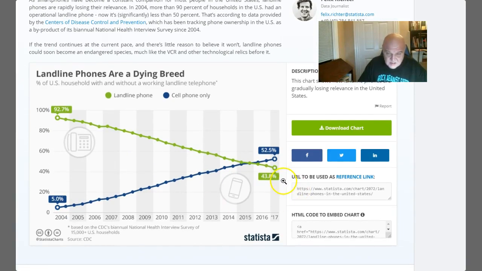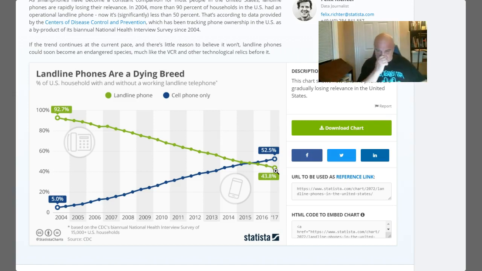But landline phones are a dying breed. Now this is the cell-phone-only line, 52.5, and this is from 2004. By now this is 2017. Of course, we have a year lag. It's the last time they collected information. Or they're still collecting it, but they haven't processed it yet for 2018, for obvious reasons.